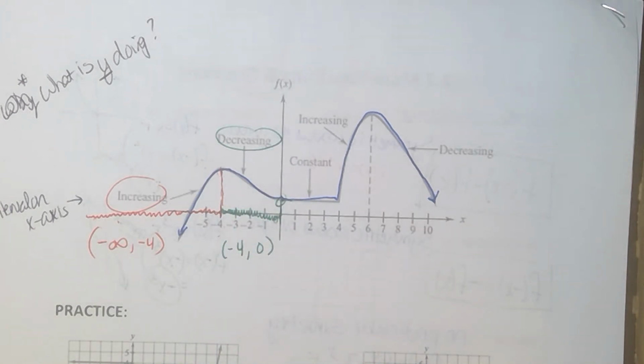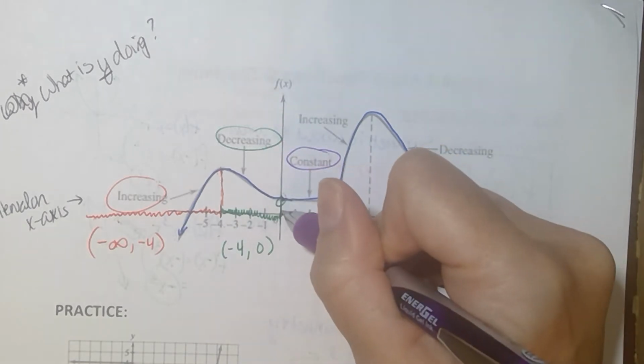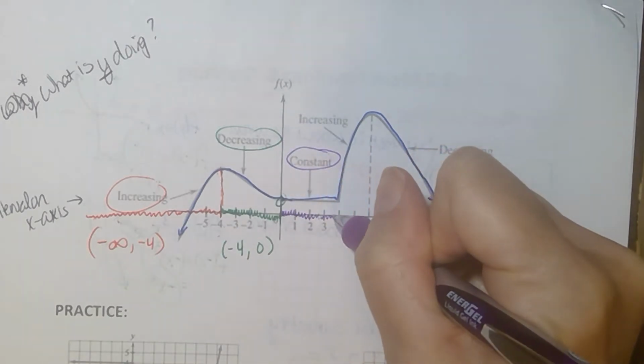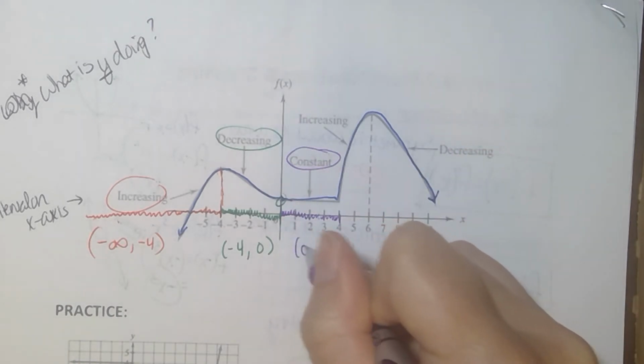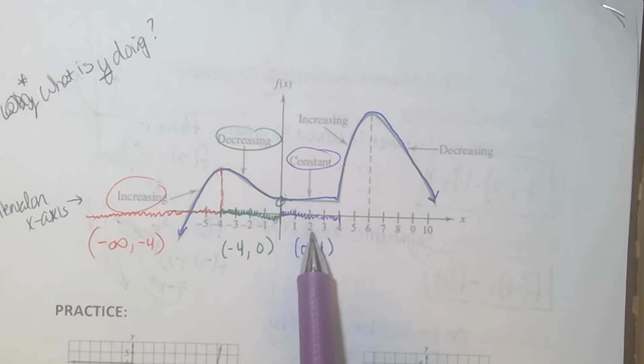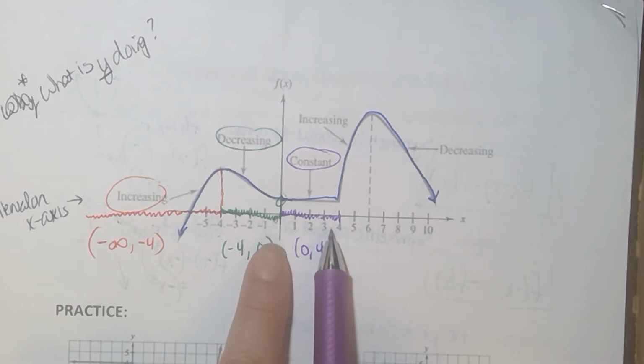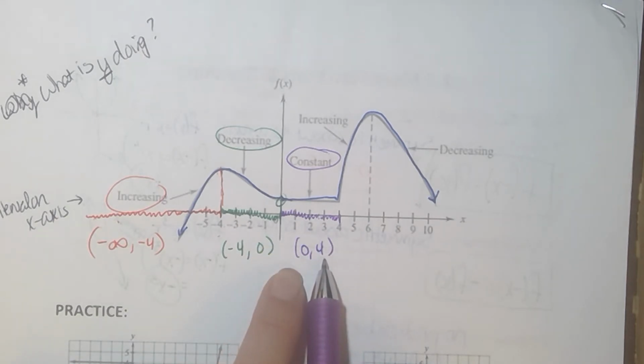Once I get to 0, it makes a change again. That change is that it levels off. My function value is level, it is constant, as I move from left to right along the x-axis from the x value 0 to 4. The graph is constant, the function value is constant on the interval from 0 to 4. Now again, these intervals are the place on the x-axis. They're not giving me function values. The word describes what the function value is doing.